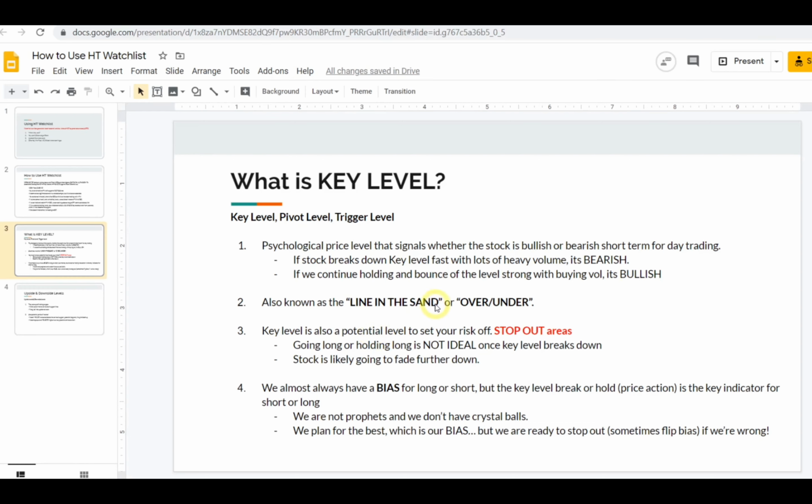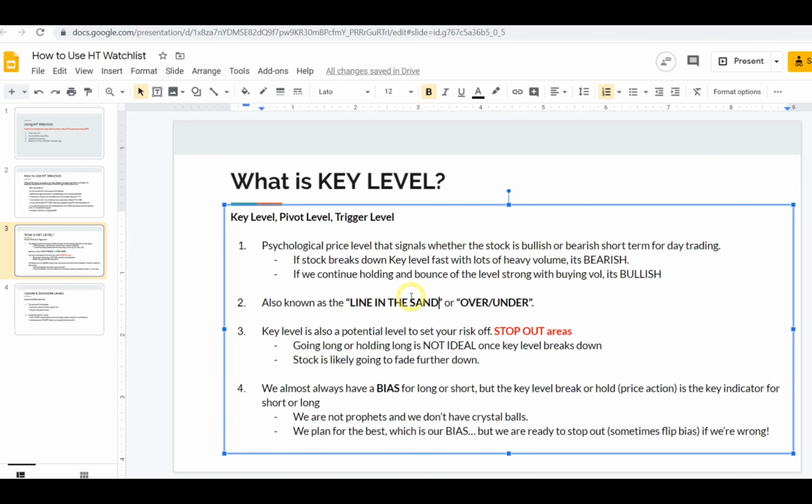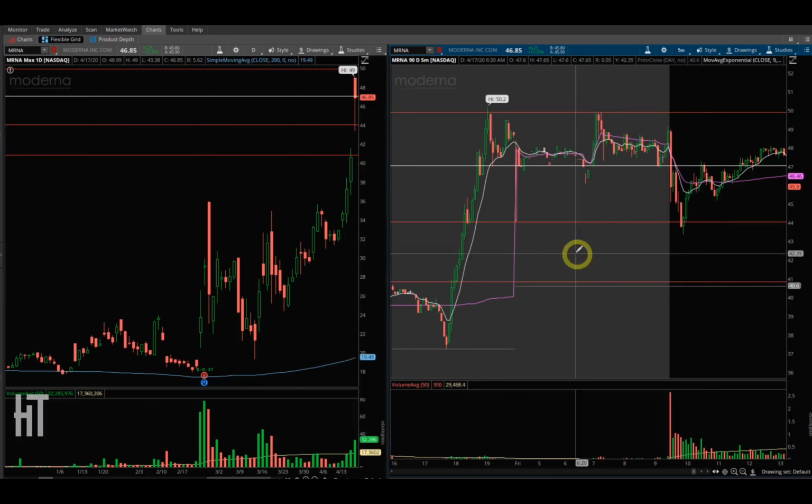Okay, so the reason it's called a line in the sand is because that's also a level to set your risk off, your stop out areas. So if you were long mRNA, that stock, and you see the stock break down this level, right? You see a lot of selling, really heavy, and we just break right through. That means you should probably stop out of your position because this is a line in the sand, right? Are you really going to hold this stock all the way to $44 from 47? No, you should not do that. Do not bag hold. So this is also a trigger for you to get out if you happen to be in the stock long.